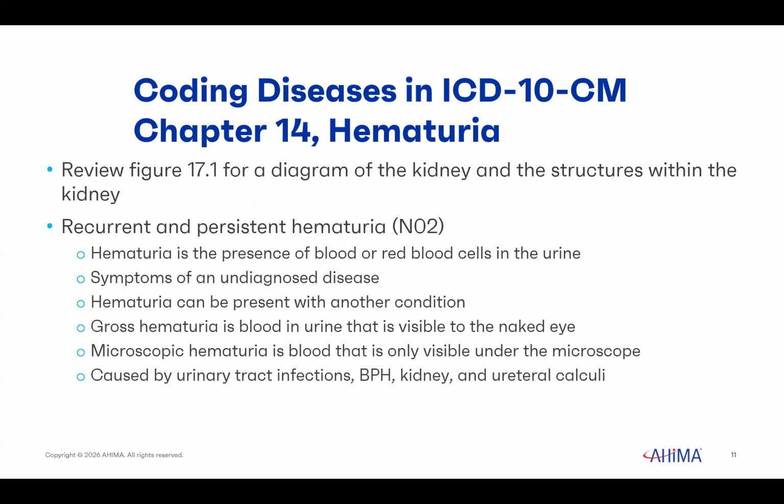Hematuria is basically blood in the urine, and it could be from a variety of different sources, could be from something undiagnosed, could be from infections, kidney stones, enlarged prostate. And when coding hematuria, remember that it can occur on its own or as part of another condition, and the documentation will guide us to the correct code, provided you follow the instructions in the tabular.